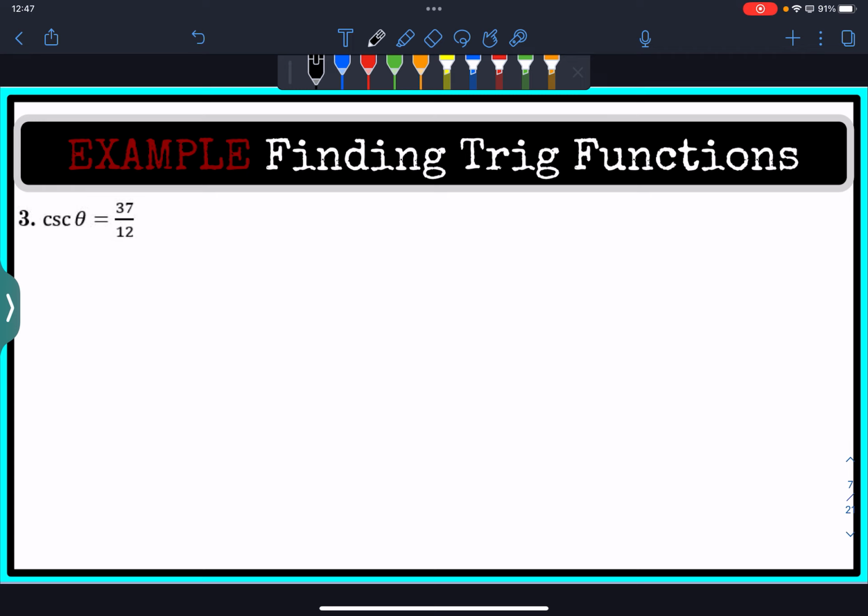So if I want to find missing trig functions, I know one already, that the cosecant of theta is 37 over 12. Well, because of the inverse property, the inverse of cosecant is 1 over sine. So therefore, that means that the sine of theta is simply the reciprocal of this number. So that's going to be 12 over 37.